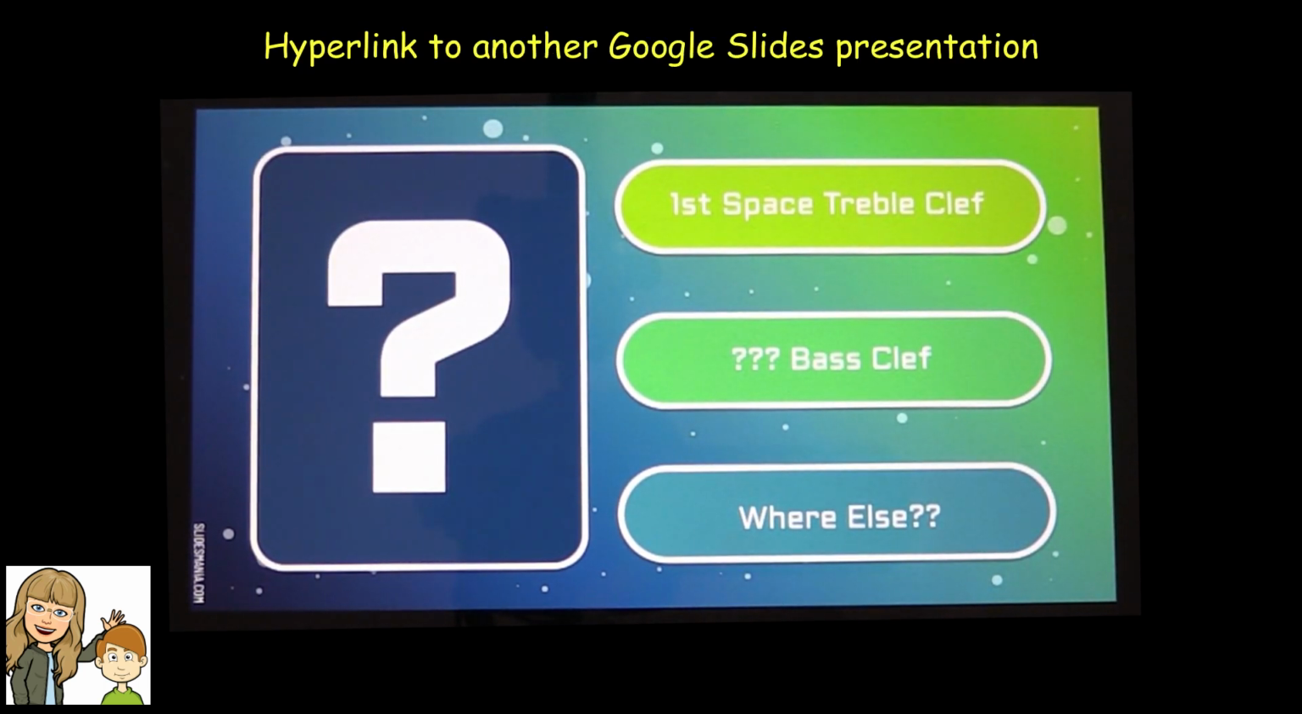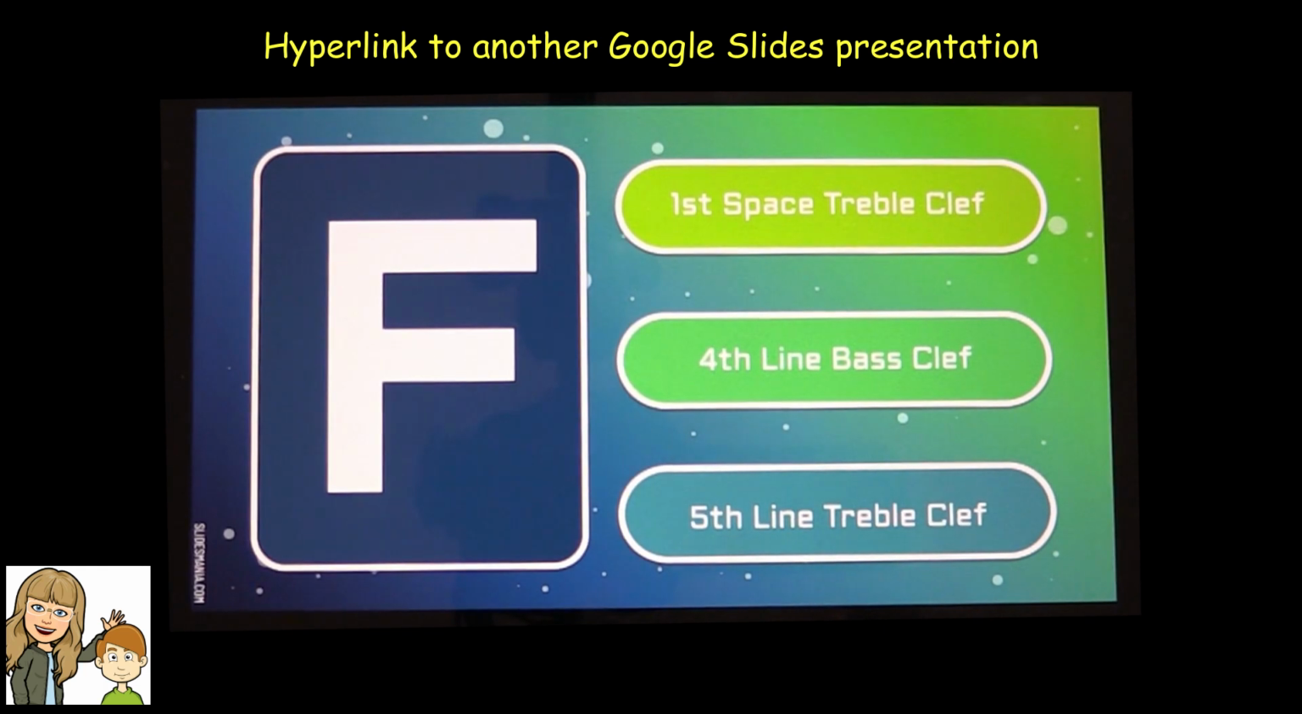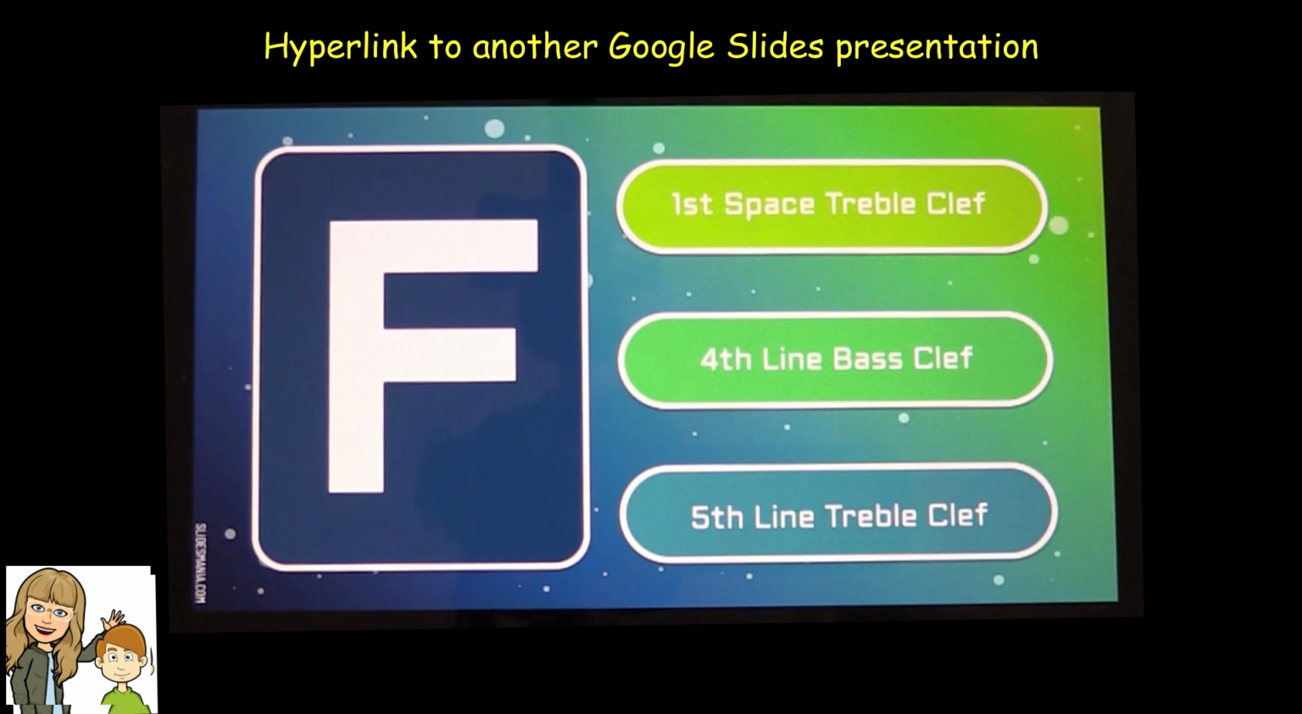We need to name the note that's in the first space of the treble clef and work out where that named note is in the bass and where else it might be. Have some thinking time and see how you go. Let's have a check. Oh, very good. It's F. Yes, and you can also find it in another spot on the treble clef.